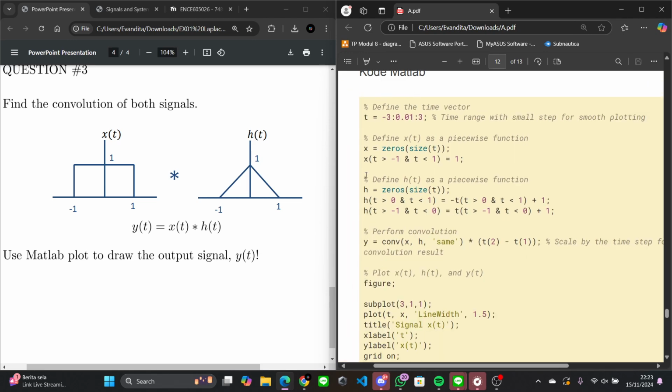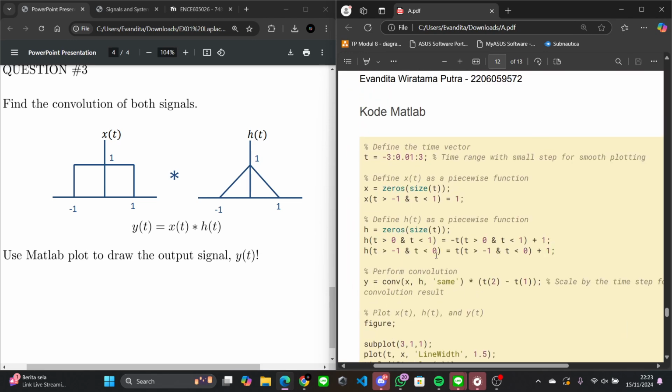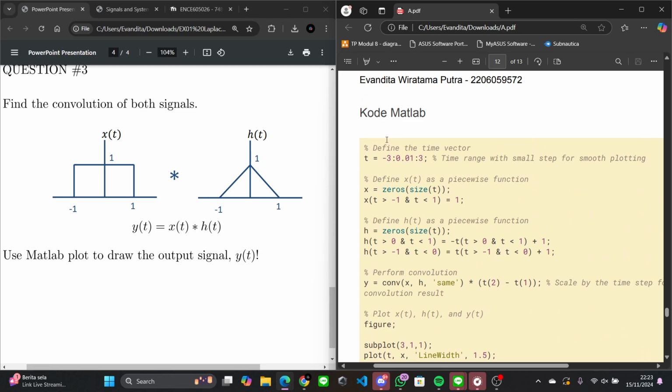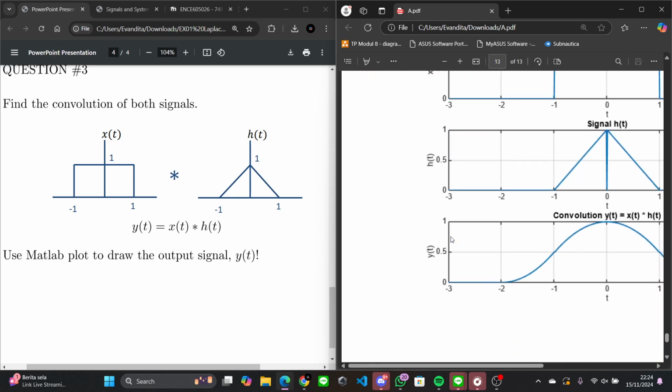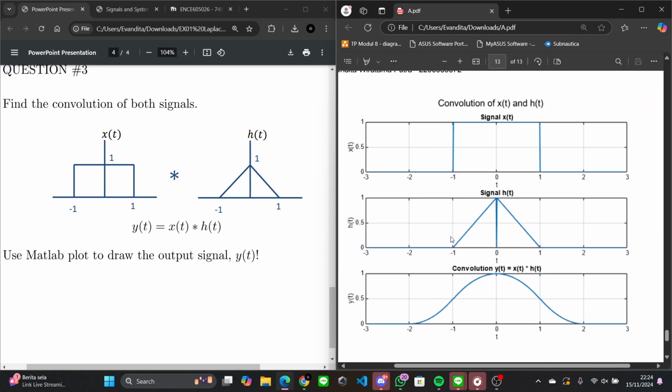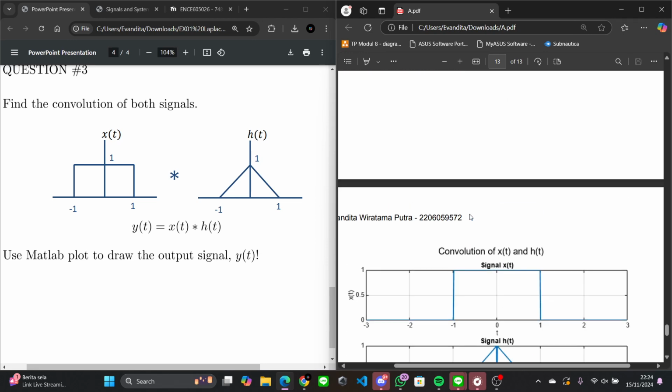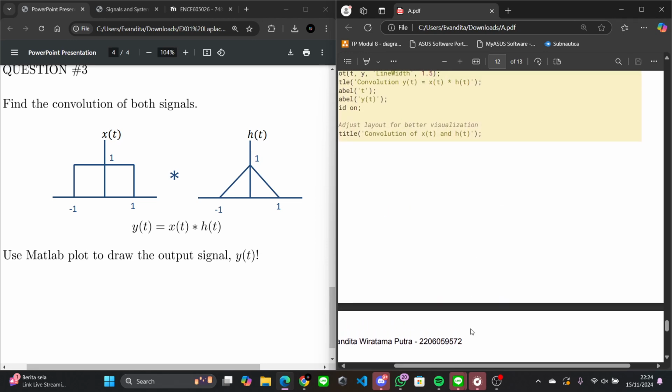So the Matlab code is also similar, where first I define the time variable, then I define the piecewise function of xt, the piecewise function of ht, do the convolution, and plot it, and this is the graphical result. So this is xt, ht, and the convolution signal. So that's about it, and thank you for watching.